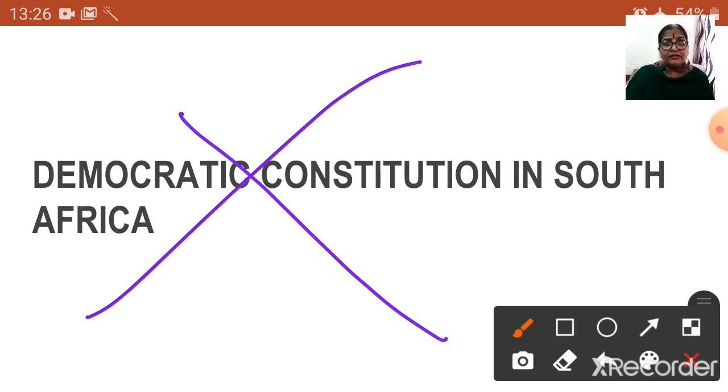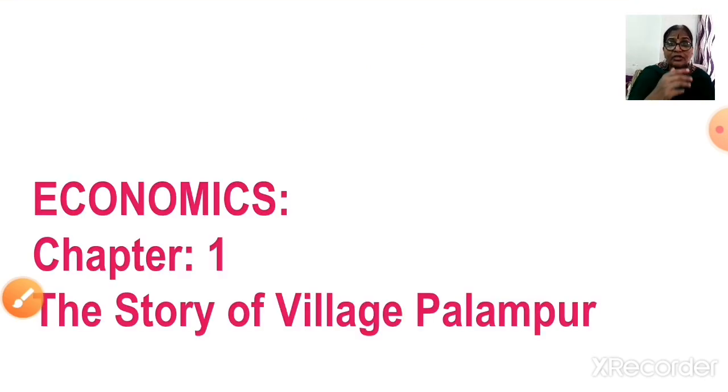I didn't mention the economic portion. In economics we are going to have only one lesson, and that is lesson number 1, the story of village Palampur. Only this lesson is there for economics. Now, 2 lessons of history, 2 lessons of geography, 1 for map. Lesson number 3 is for map. 2 lessons of political science and 1 lesson of economics. Clear? So now we can move further. We can start with our revision.